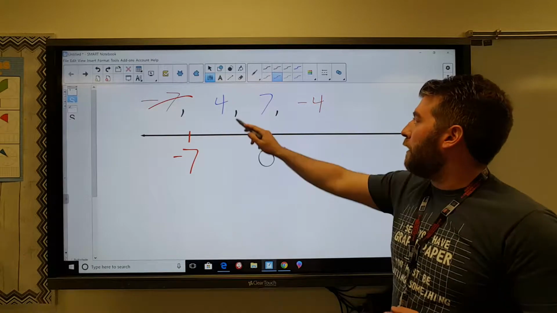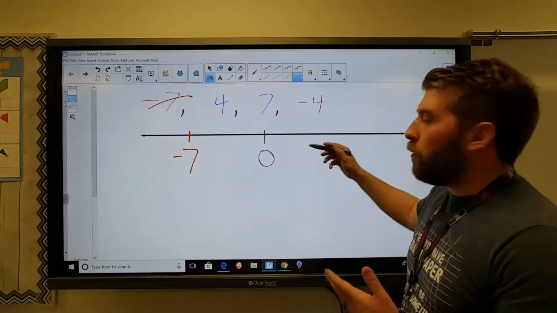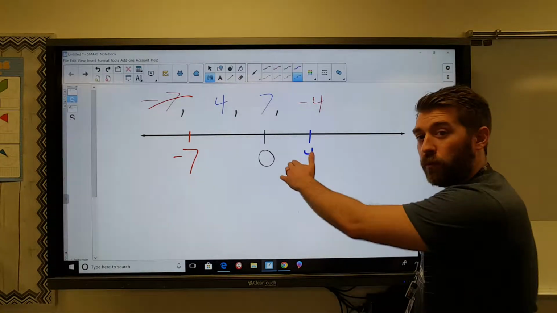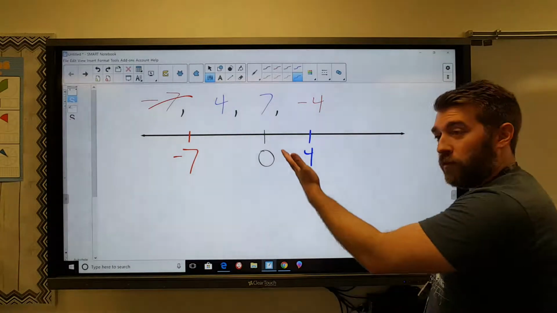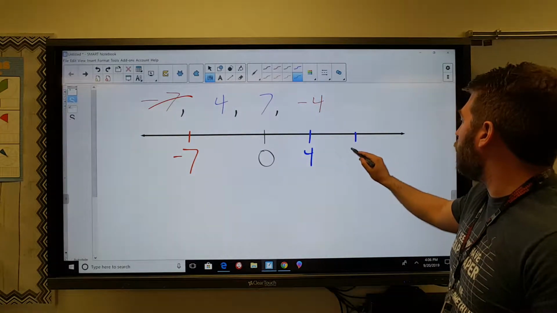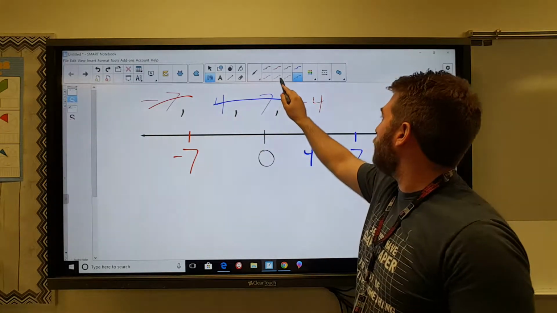Let's move over here. I have a +4 and a +7. So we know that 4 is less than 7, so the 4 is going to go first to the right of the 0. And just the way we count, 4, 5, 6, 7, 7 is going to come after 4 right there. Now we need to place this -4.